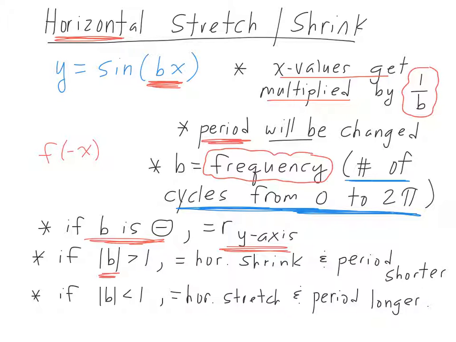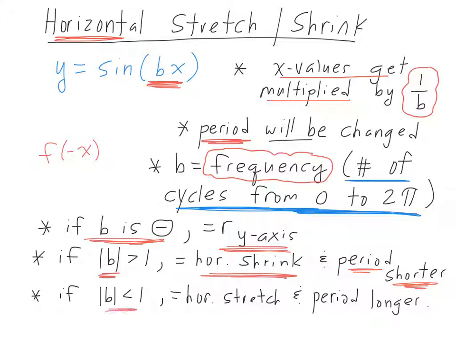If it's a number greater than 1, then we're talking about a horizontal shrink. And if you are shrinking your graph, so imagine your basic sine curve, and then you are shrinking it horizontally, what that means is a complete cycle is going to happen in a shorter time period. So that means the period is going to be shorter, because there's less amount of time required to complete a full cycle.